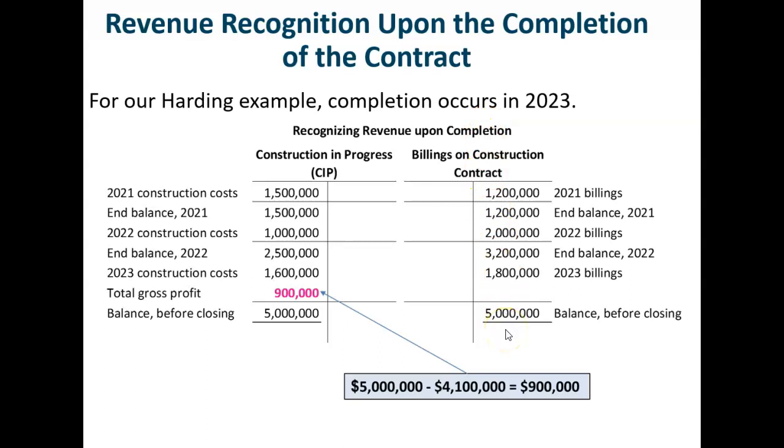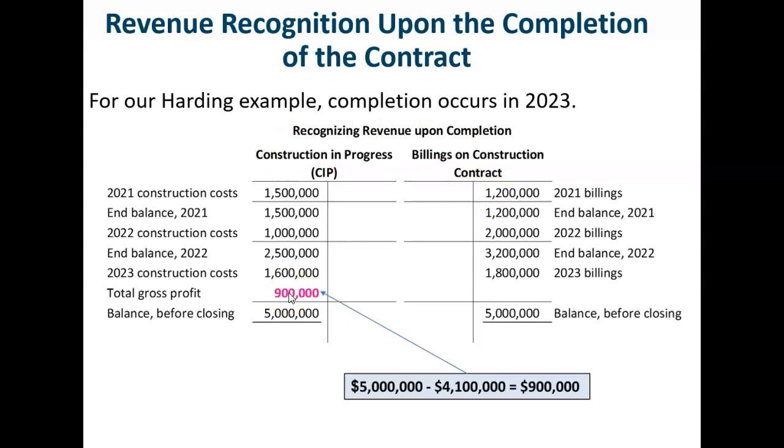Now let's talk about the contra asset account called billings on construction. These credit amounts were put into the T accounts or into the general ledger when we debited accounts receivable and credited billings on construction contract. Upon completion of the contract, we are going to need to make two journal entries to recognize revenue and zero out these two asset accounts.